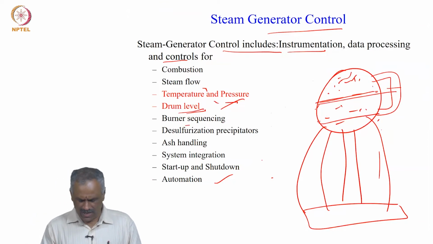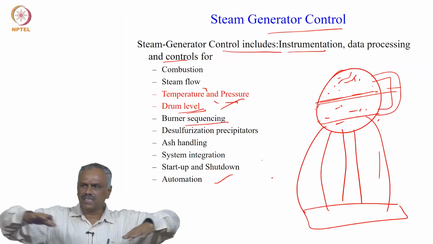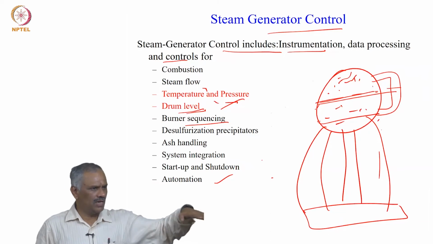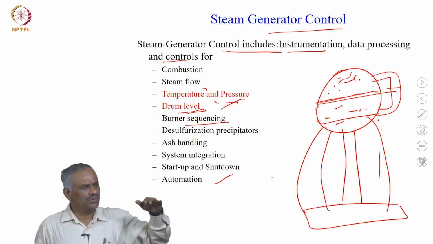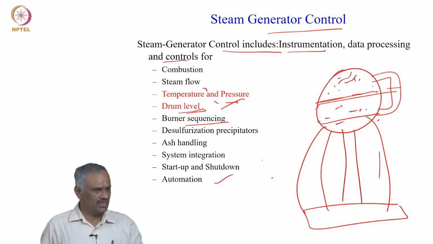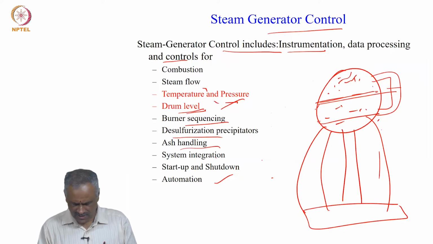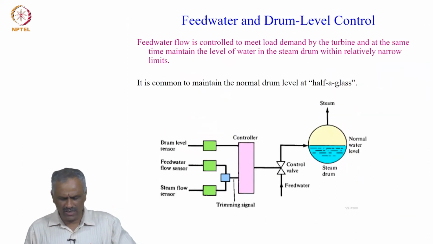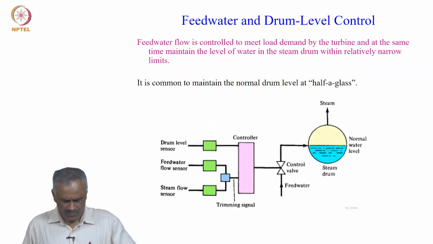Then the other one is burner sequencing, because I told you that this is a furnace, it has several burners. I think in one of those I have seen about 8 levels of burner, one level here, next, and this is tangential burning. So which one should start first, second, like that, that is sequencing. And then ash handling, desulfurization, precipitator, system integration, all these controls are important for the boiler. So before that we will look at the feed water and drum level controls. Here, feed water, this is a drum here.